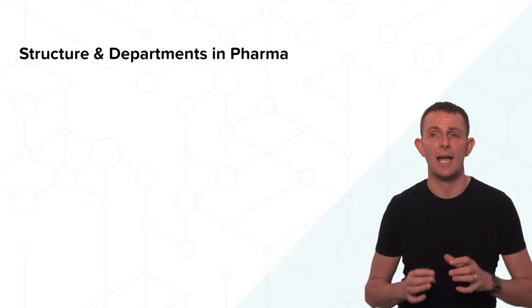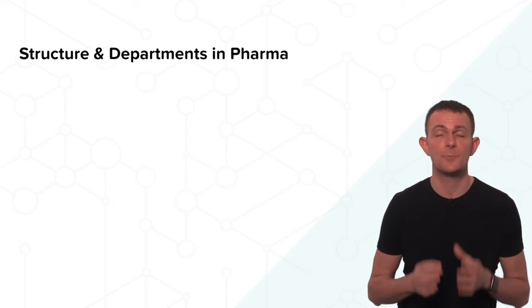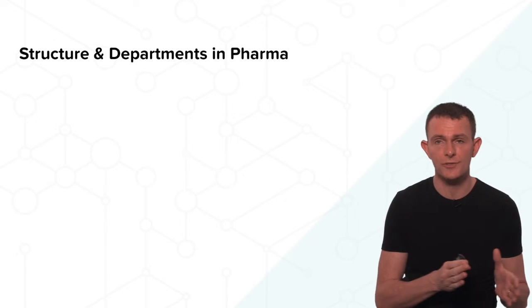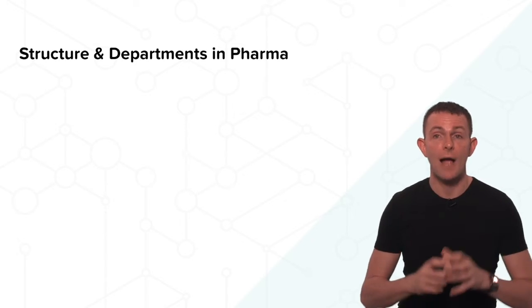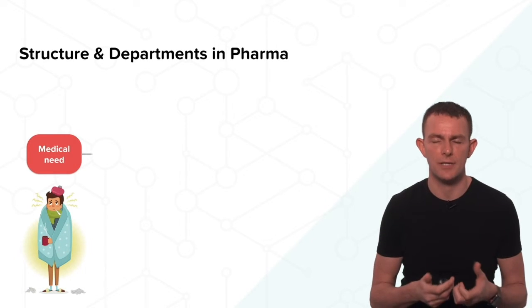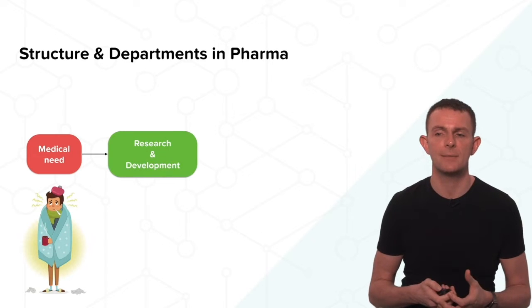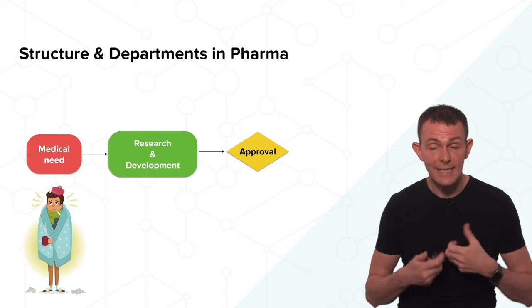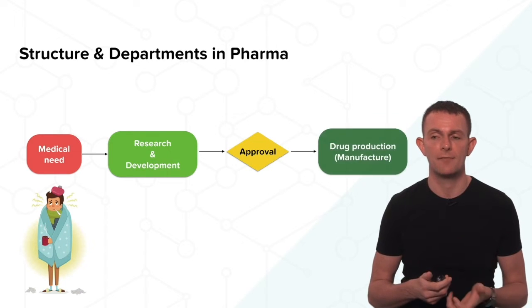When looking at the structure and departments in a pharmaceutical organization, it's pretty easy to understand since every area and department is spread out across the drug development process, wrapped with quality. So again, we look at the medical need, as it arises. We have the R&D team who basically push that to a competent authority to get different regulations approved. We'll get that approved and push that into manufacturing.